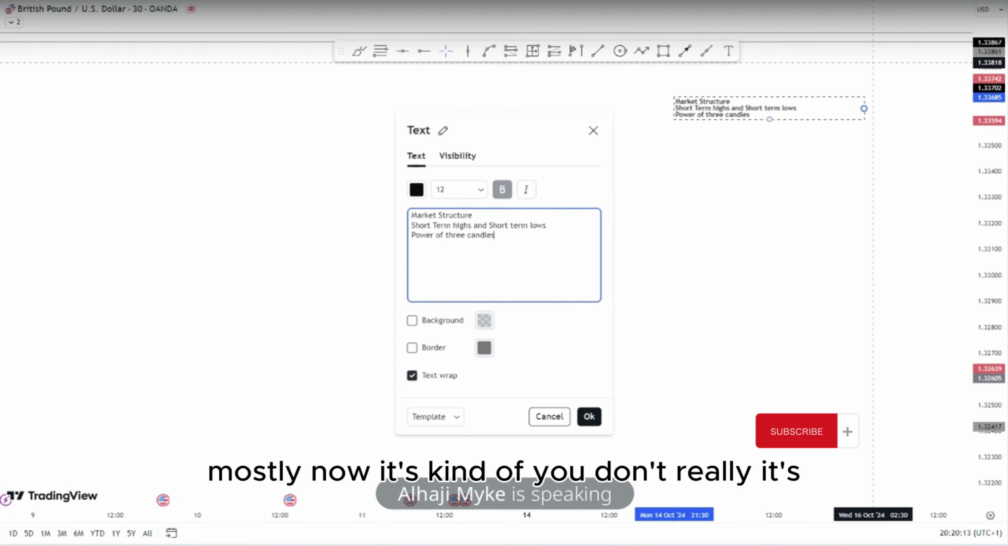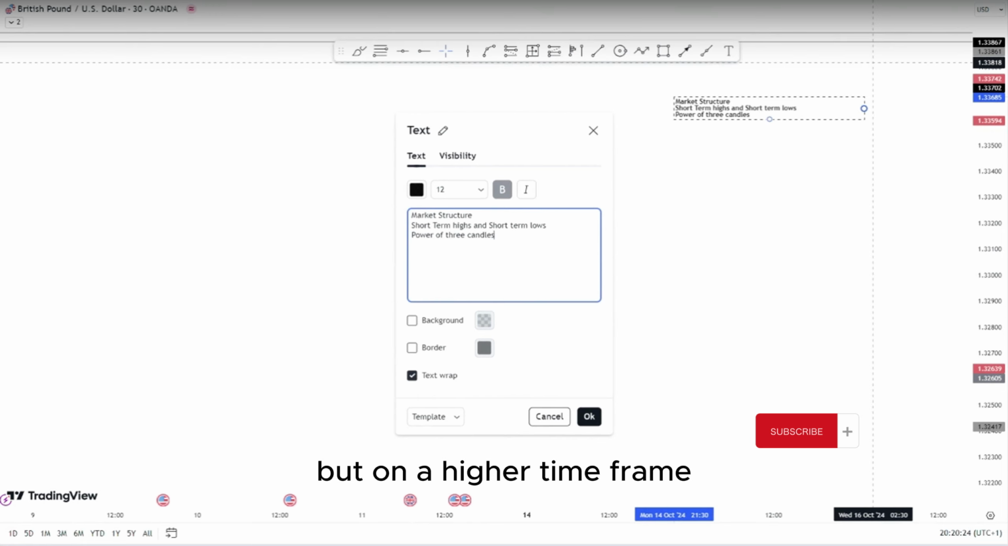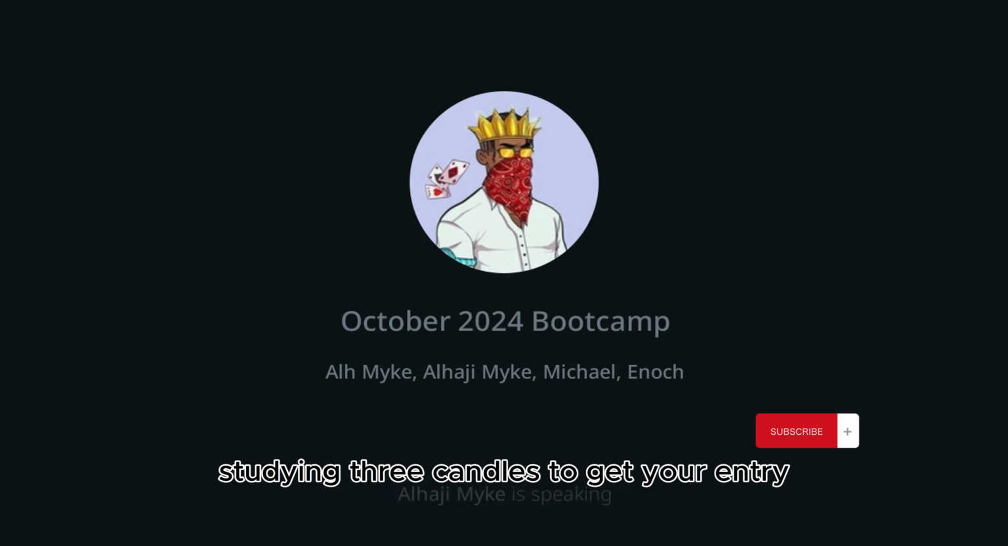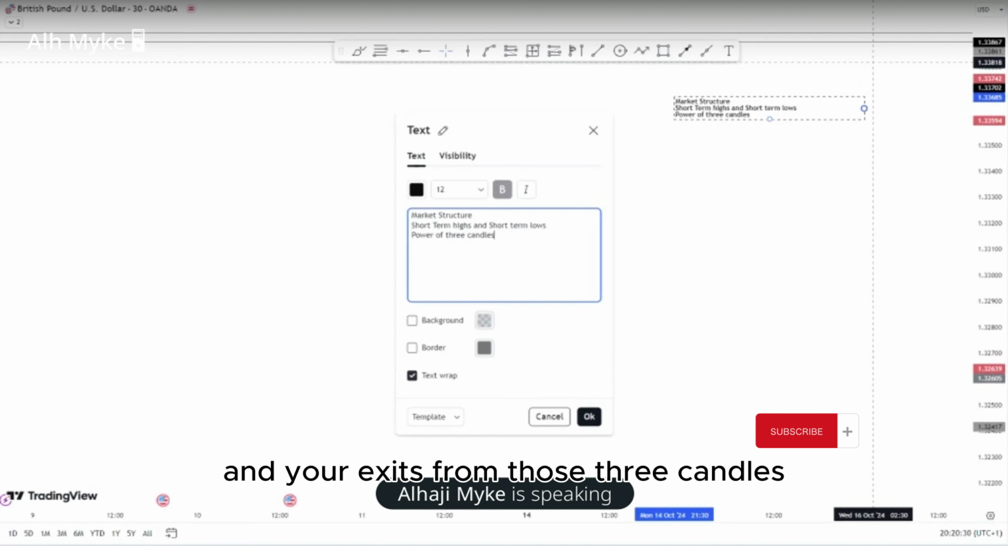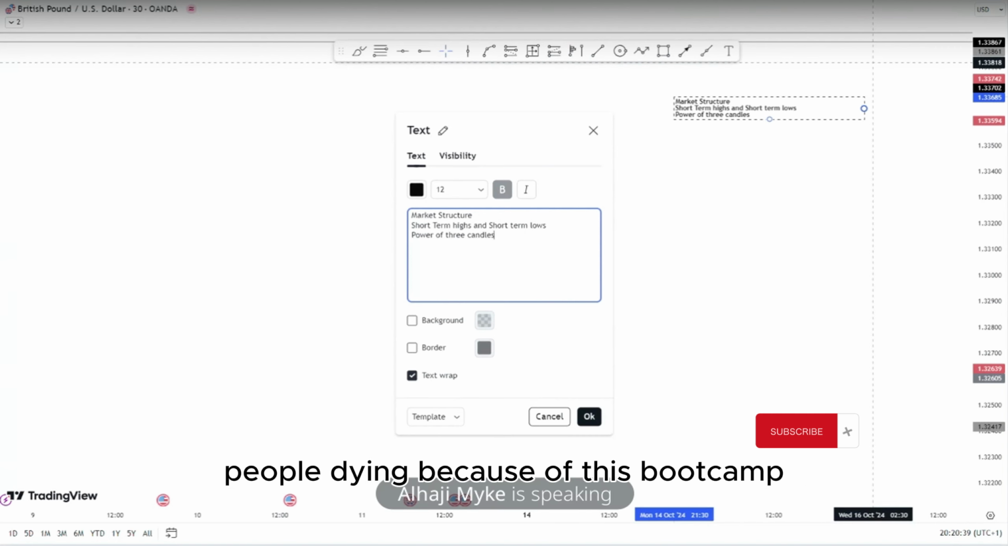It has more to do with market structure, but on a higher time frame. You're basically studying three candles to get your entries and your exits from those three candles. You could also use this power of three candles to stack up positions and other things. I would explain it during the course of this boot camp.